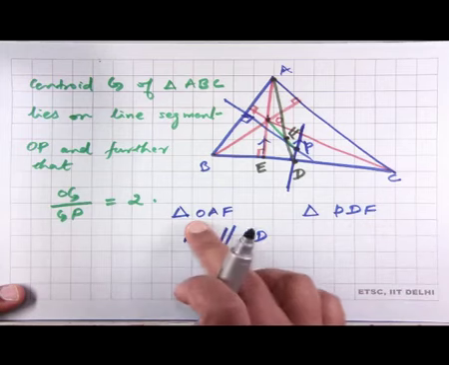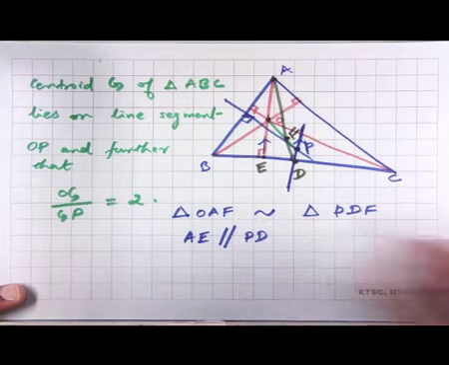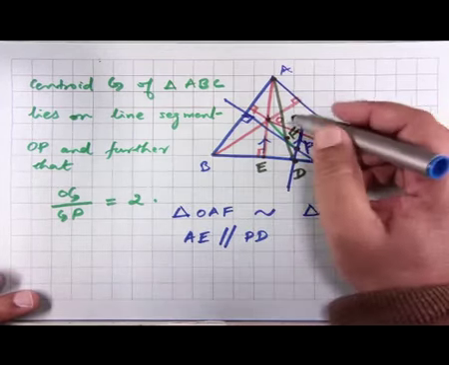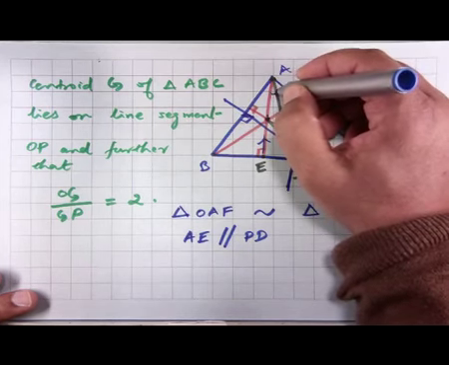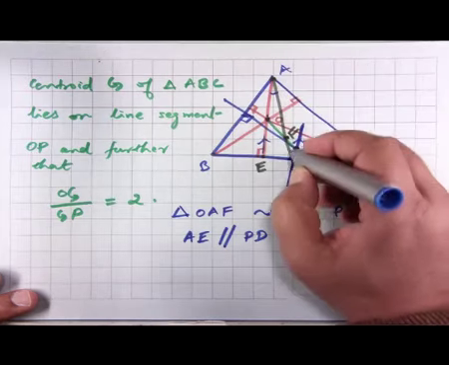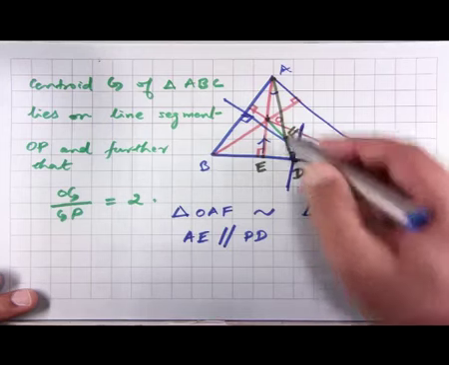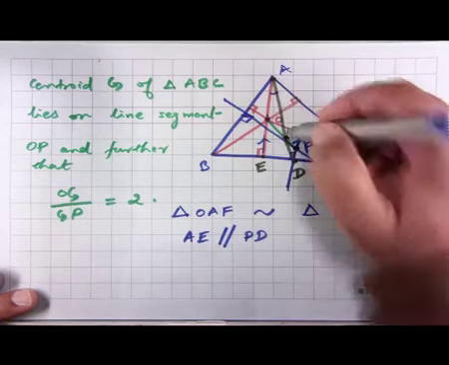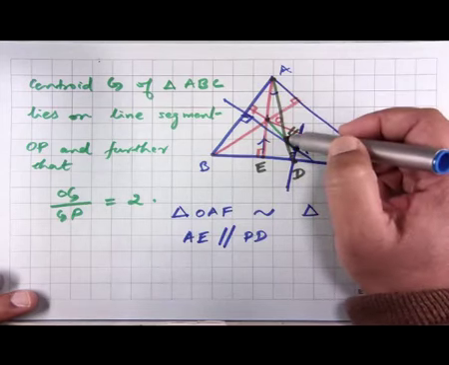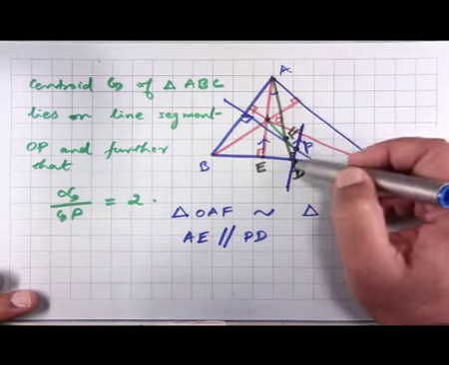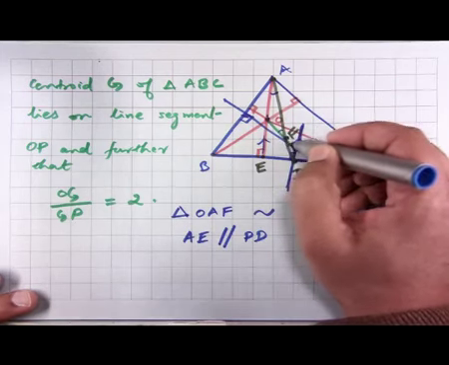So, therefore, OAF and PDF are going to be similar triangles, and that is not very difficult because this particular angle here will be equal to this angle. So, angle PDF will be equal to angle OAF, and angle AOF will be equal to angle FPD, and of course, these two are vertically opposite angles. So, therefore, they are equal.